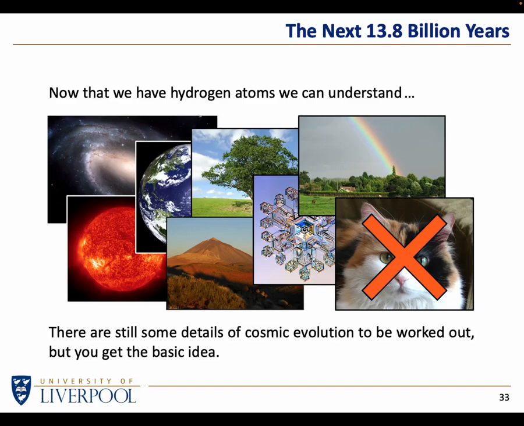Well, okay, not quite everything. There are still some details to be worked out, which is why we still have telescopes and space telescopes and everything else. There are some things to be worked out, but you could argue on the grandest scale of things, if the Big Bang theory is correct, then we understand where the hydrogen comes from, and therefore we understand everything about stellar evolution and planetary evolution thereafter.